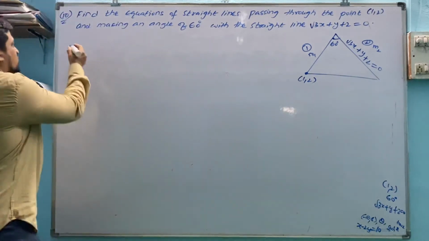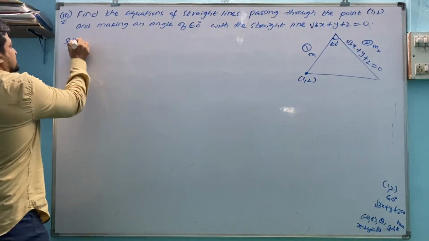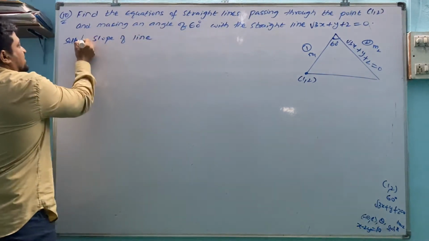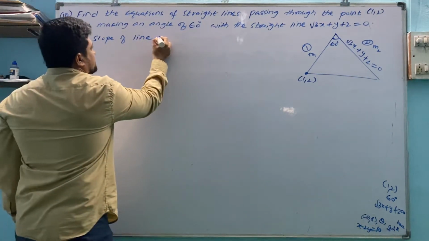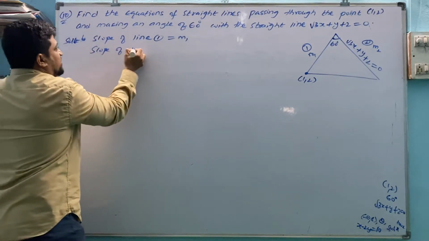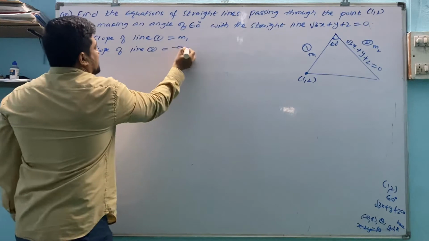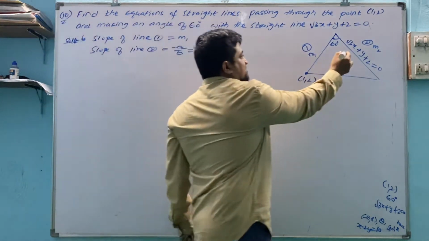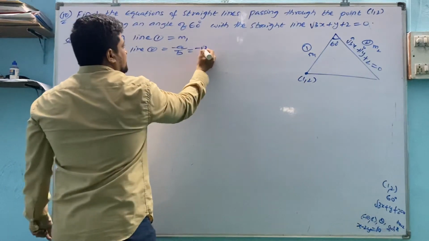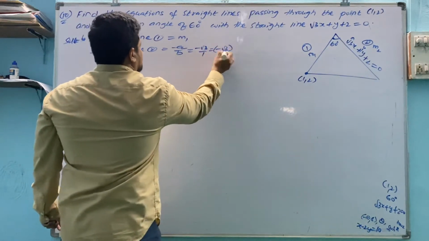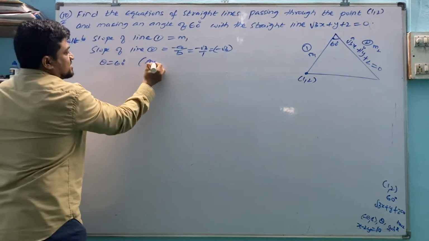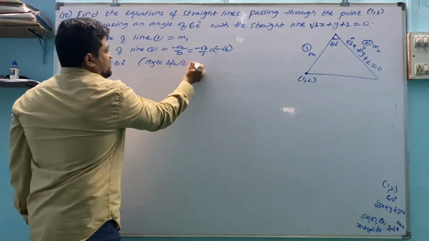What you have to do: let the slope of line 1 be m1. The slope of line 2 is -a/b, where a and b are these values: a is root 3, b is 1. So the slope is -root 3. Theta equals 60 degrees. This is the angle between lines 1 and 2.